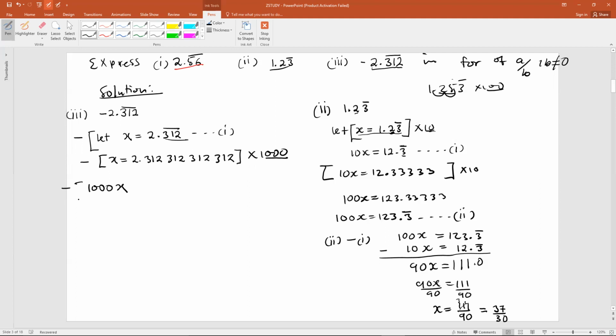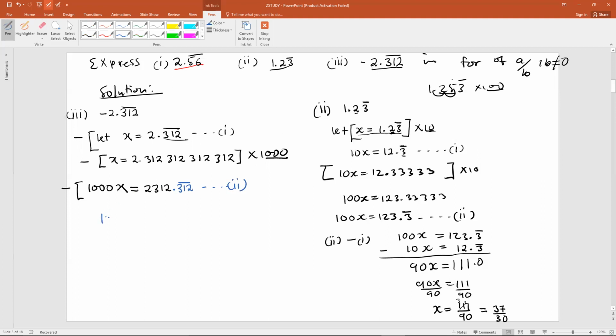The three zeros will make this become 2312.312 repeating, since it has been multiplied by 1000. Call that equation 2. Then, as usual, subtract equation 1 from equation 2.